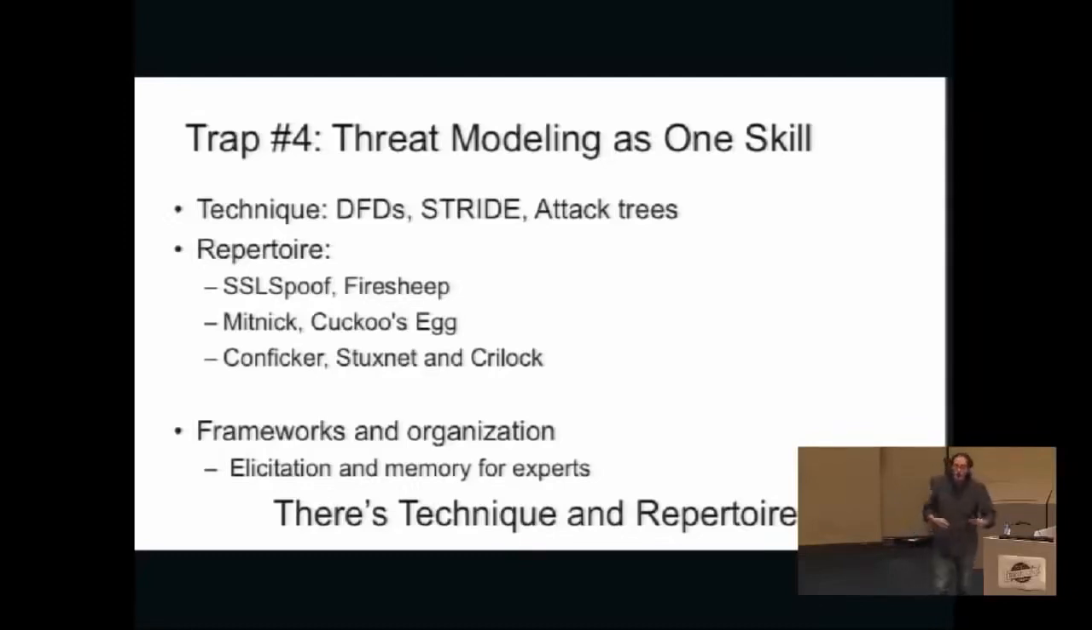So there's techniques, there's also repertoire. The knowledge that we accumulate through conferences, through conversations over beer about what's gone wrong acts as a repertoire, and you can draw on this, and someone can say, well, how would someone do this? Is that easy to do? Well, yeah, it's easy to do this. I can take SSL out with SSL spoof. I can use Firesheep to steal your web cookies. And you acquire this knowledge over time.